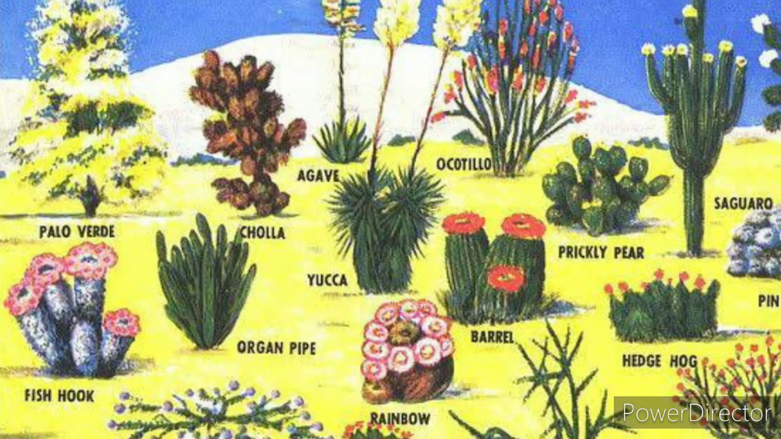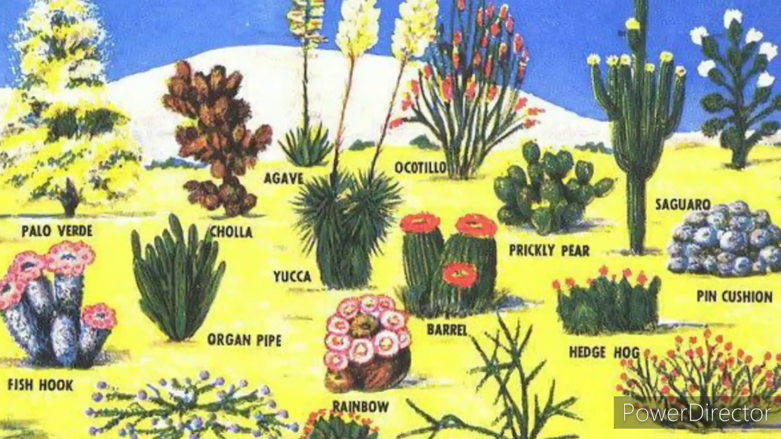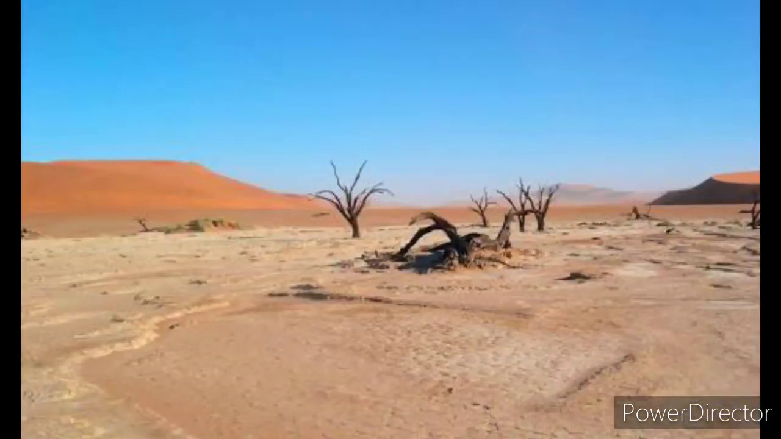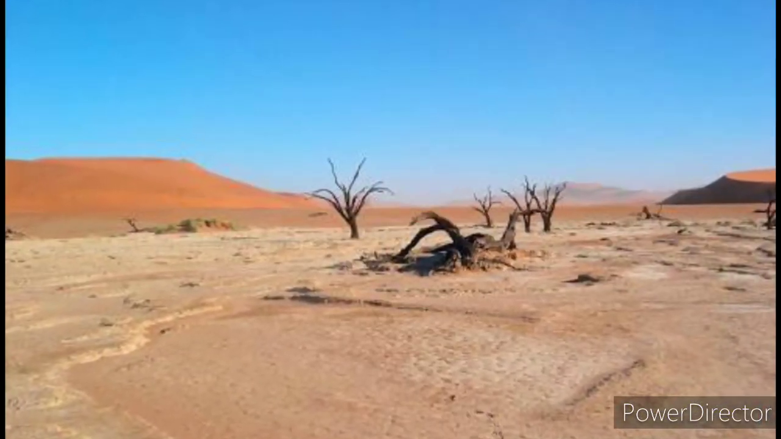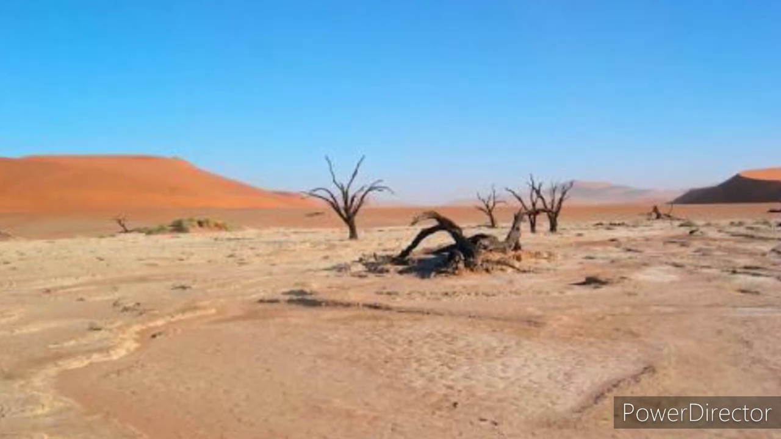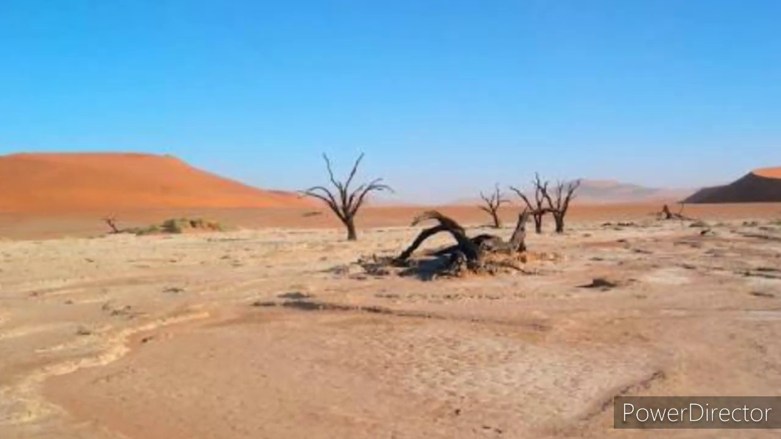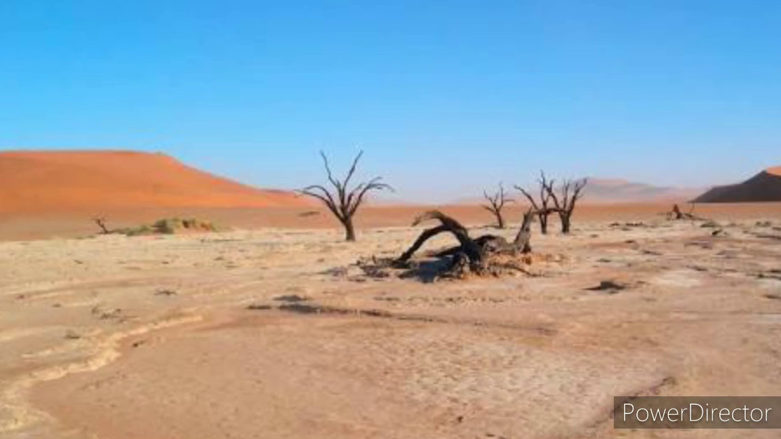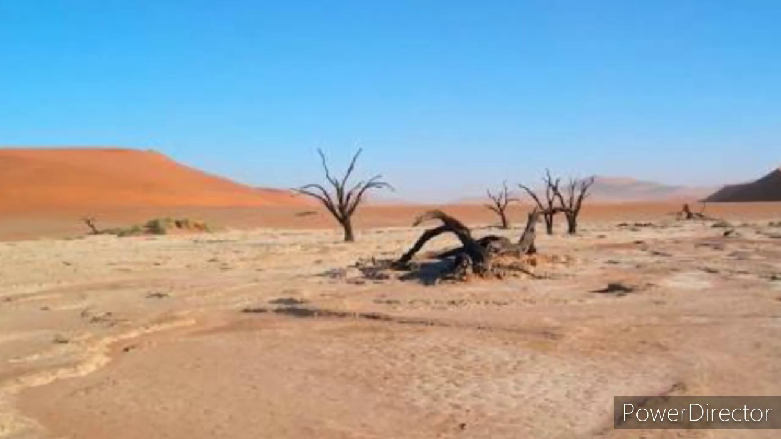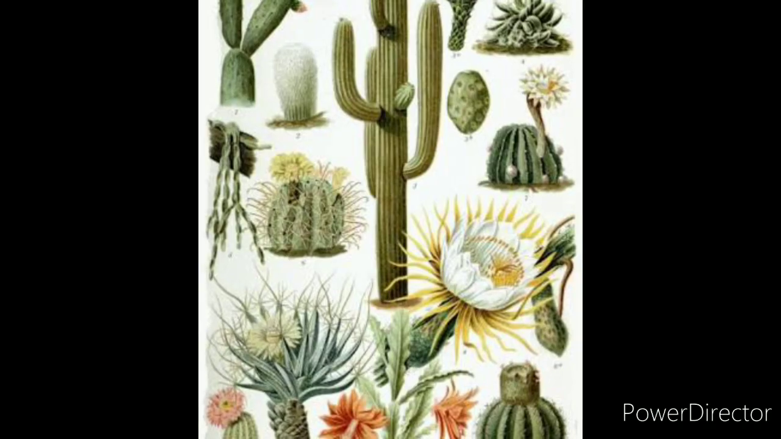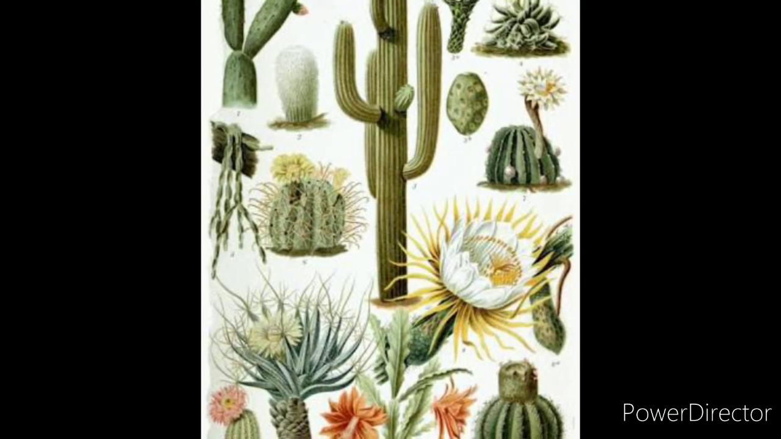Now let's see the adaptation in desert plants. Now first we need to know what is a desert. A desert is a barren area of landscape where little precipitation occurs and consequently living conditions are hostile for plants and animal life. We will move towards what are the adaptations in desert plants.